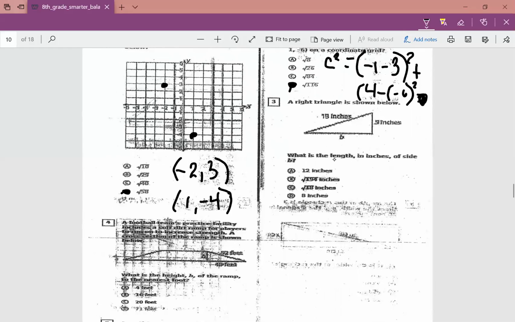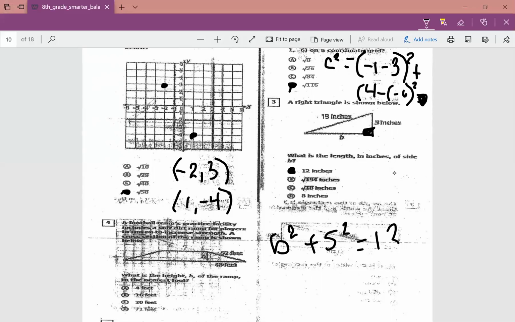Number 3, a right triangle is shown below. What is the length in inches of side B? So you should know this is the hypotenuse. So you're just going to have, is that a different problem below? The correct answer is A, but you should have B squared plus 5 squared equals 13 squared. B squared plus 25 equals 169.